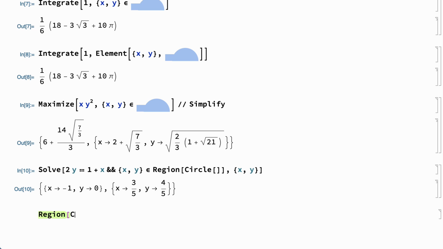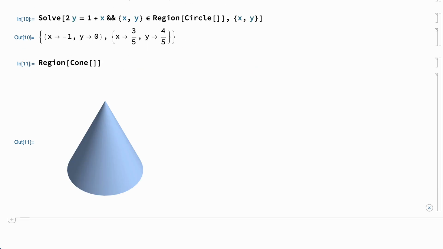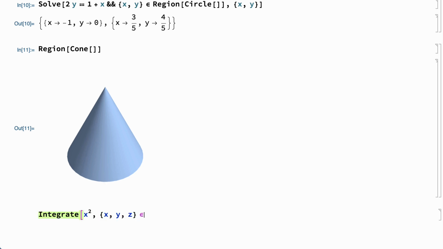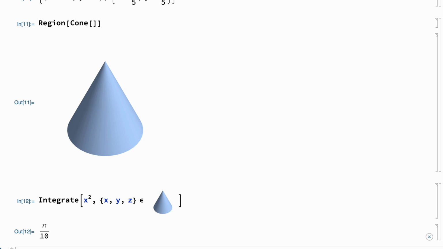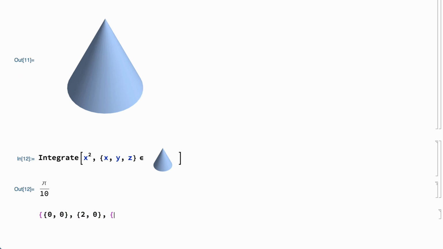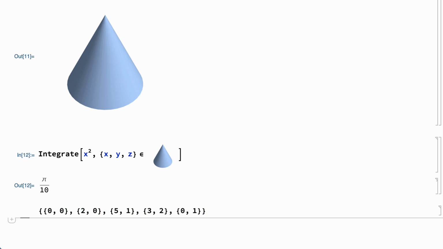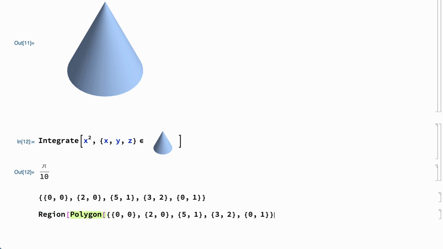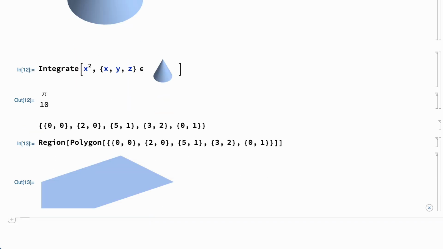For example, this input constructs a region corresponding to a cone in 3 dimensions, and this uses that region to specify the range of the variables in an integral. Rather than using geometric expressions like cones and rectangles and so on, regions can also be specified using data or equations. For example, if this list of pairs represents points along the boundary of a 2-dimensional region, the corresponding region can be constructed by simply using that list of pairs in the polygon function.